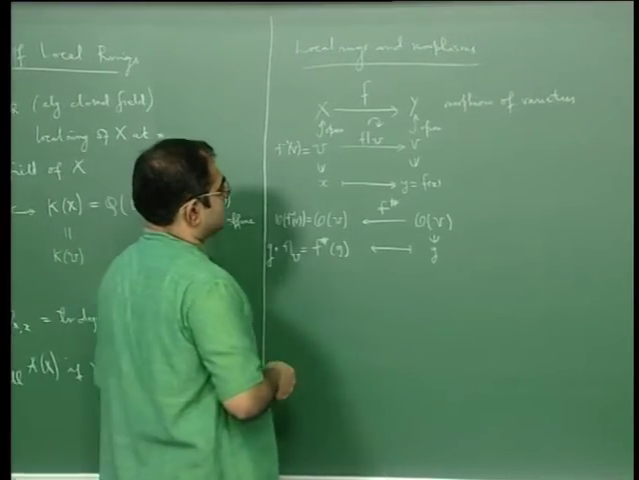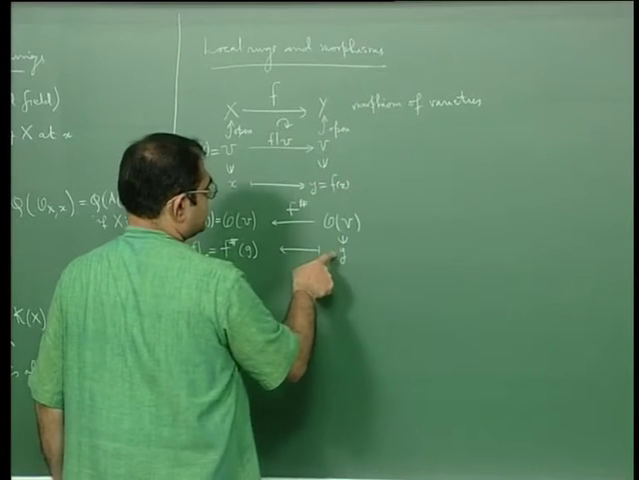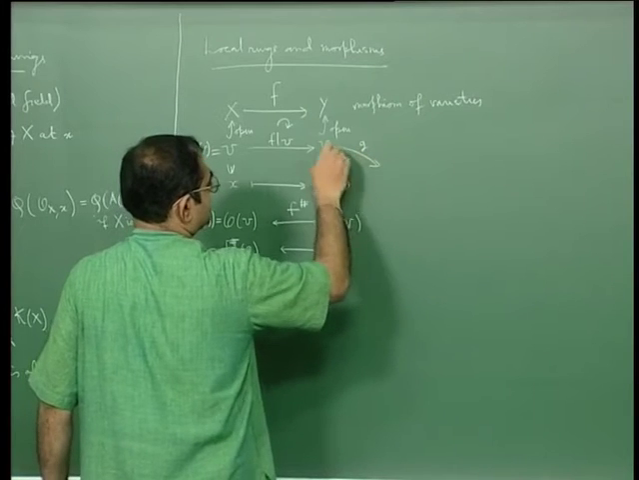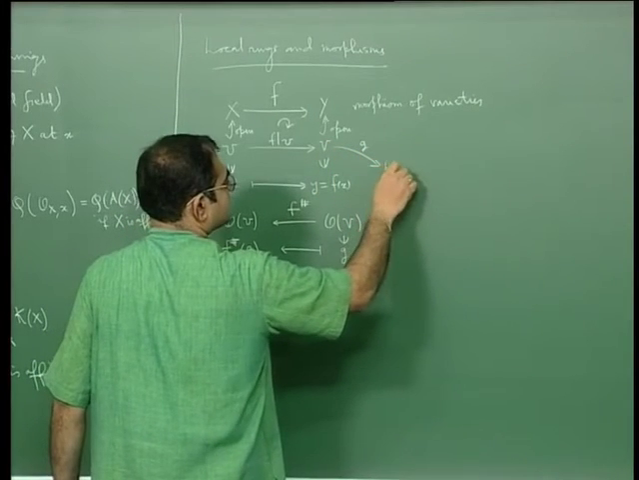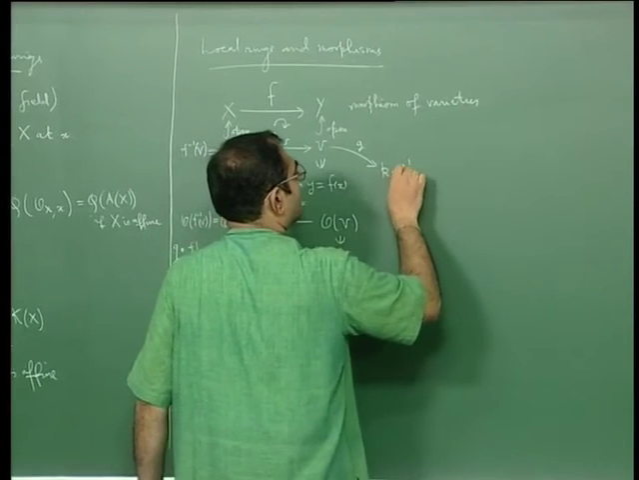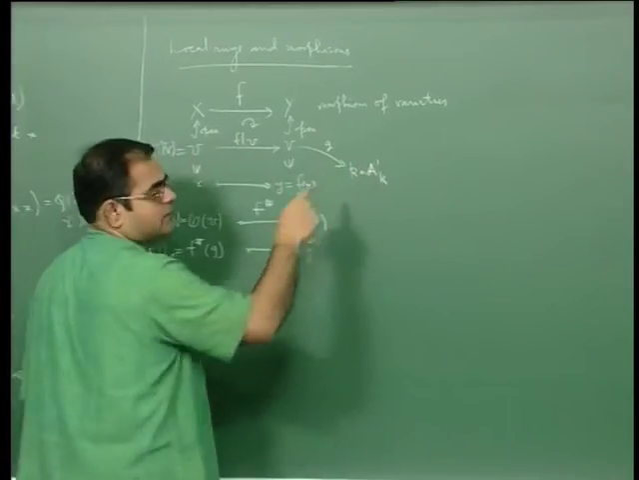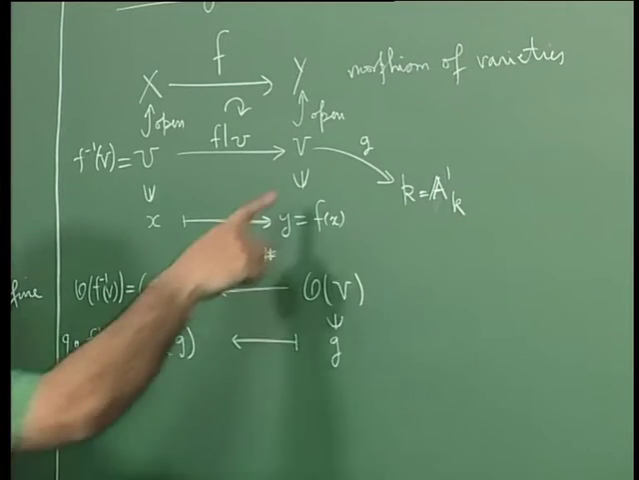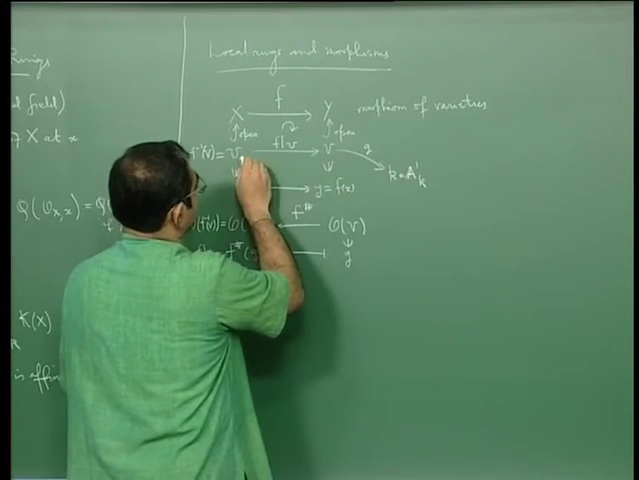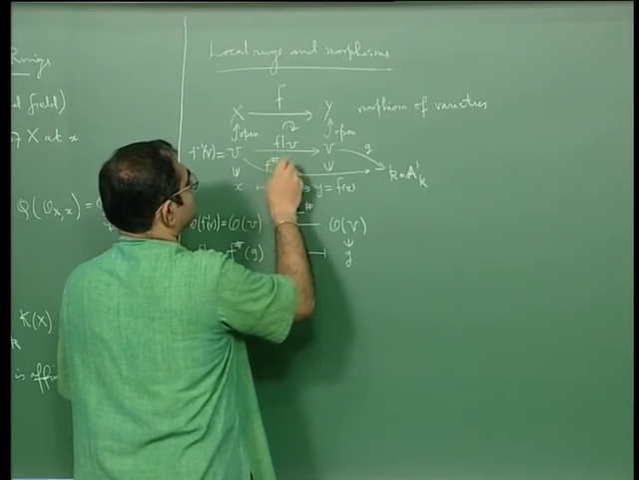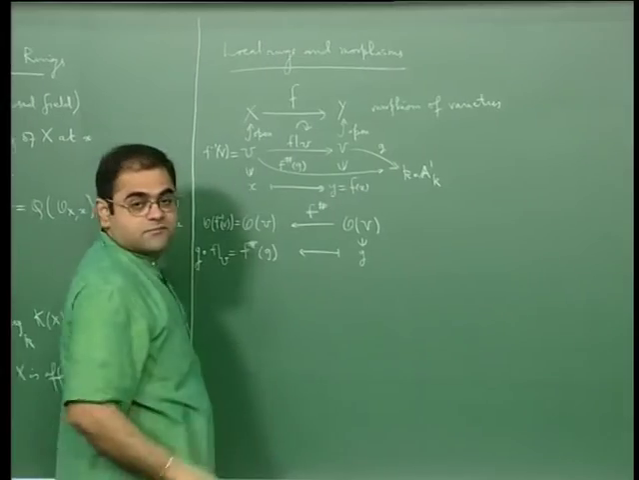So basically what's happening is that giving a G in O of V means that you are giving a function from V to K, which is being thought of as A1, and if there is a Zariski topology on K you have A1 and this G is a morphism. So a regular function is just a morphism into A1, and then you compose it with this and you get a morphism like this, and this is precisely F hash of G, the pullback of G by F.